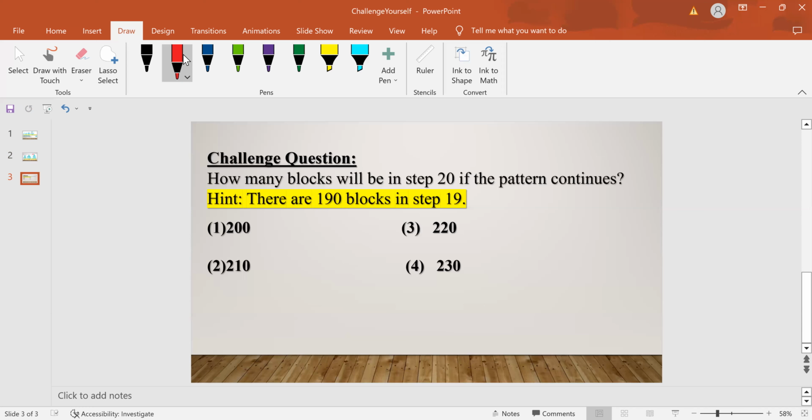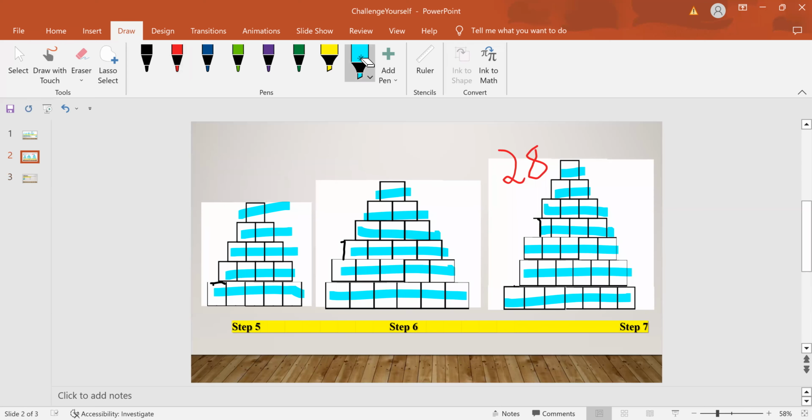Okay, so I can tell you again that the best answer for this question is choice number 2, which is 210. This one here, 210. Okay, let's explain it.